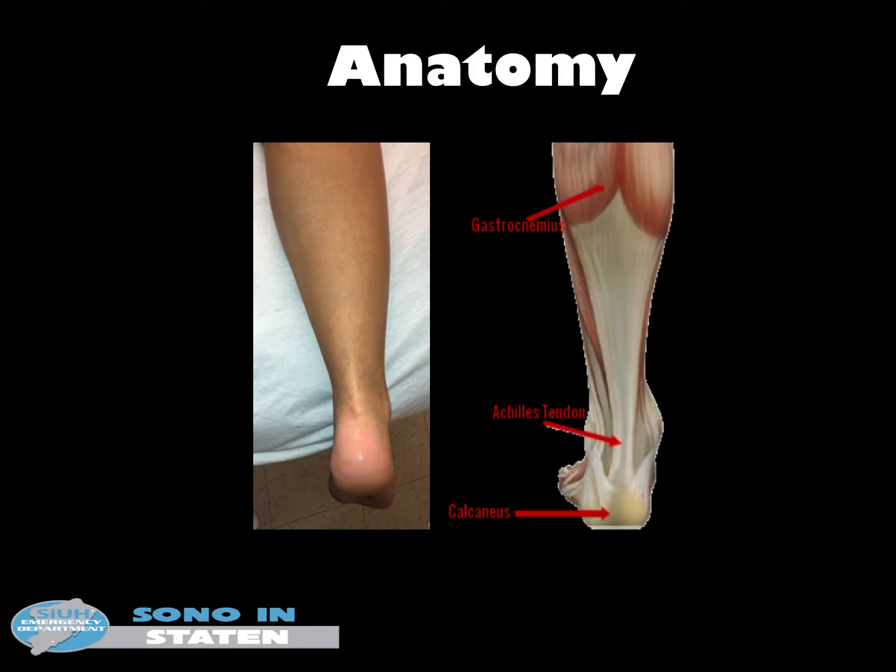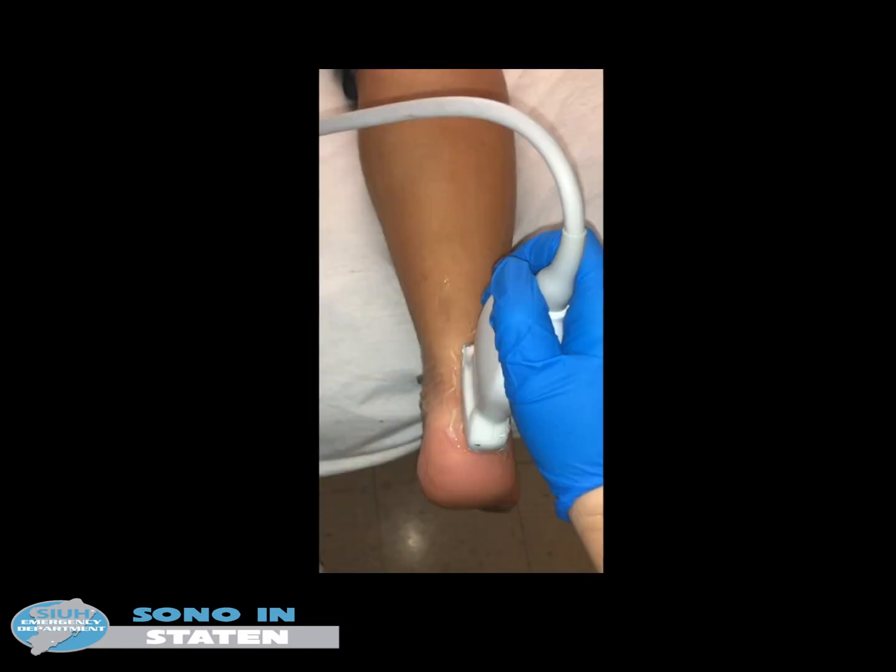To begin your exam, you want to have your patient lying prone with their foot hanging over the edge of the bed. A high-frequency linear probe is used since we'll be looking at a superficial structure. To obtain the sagittal view, you want to make sure that the probe marker is facing towards the patient's head. Here's a video demonstrating how to obtain the sagittal view. You begin at the calcaneus and move your way up towards approximately the mid-calf.